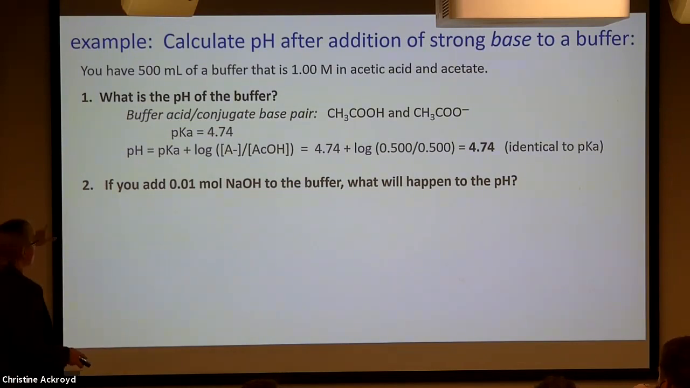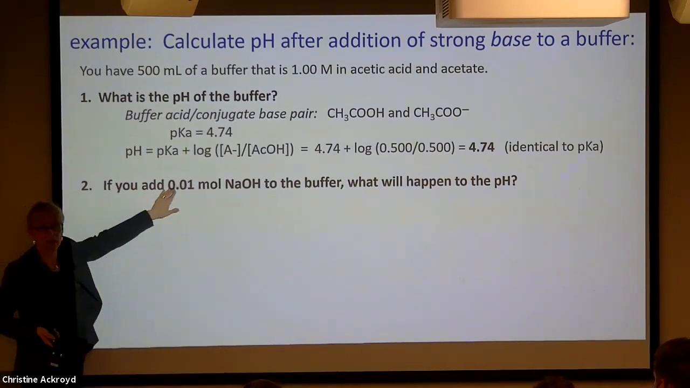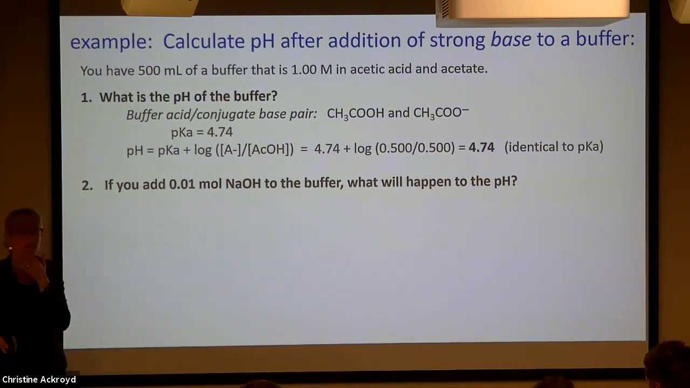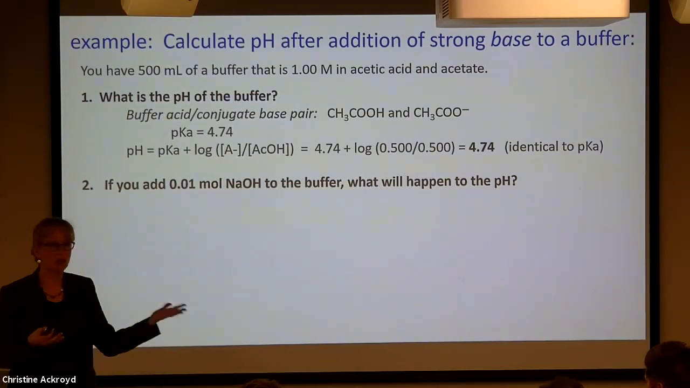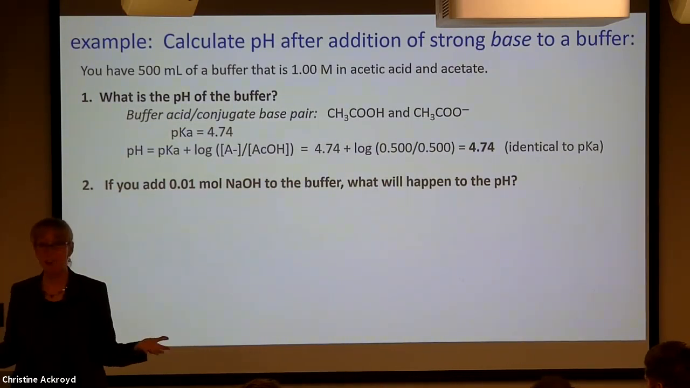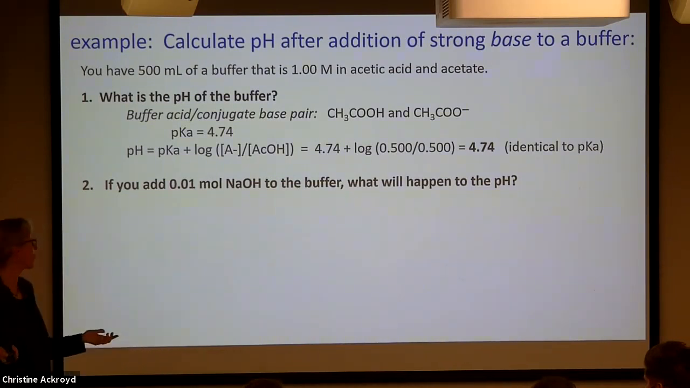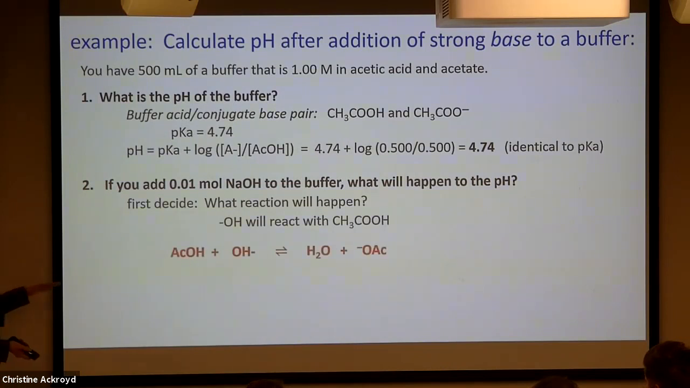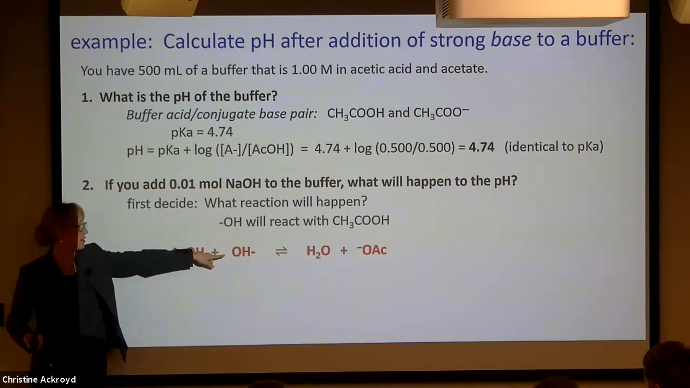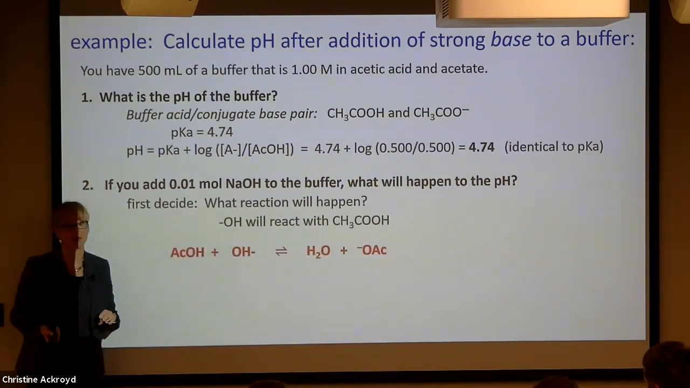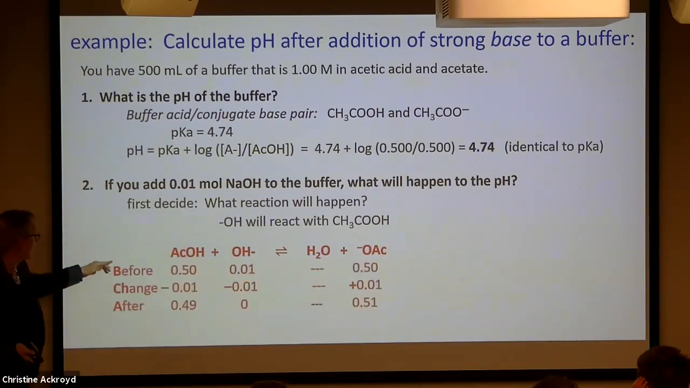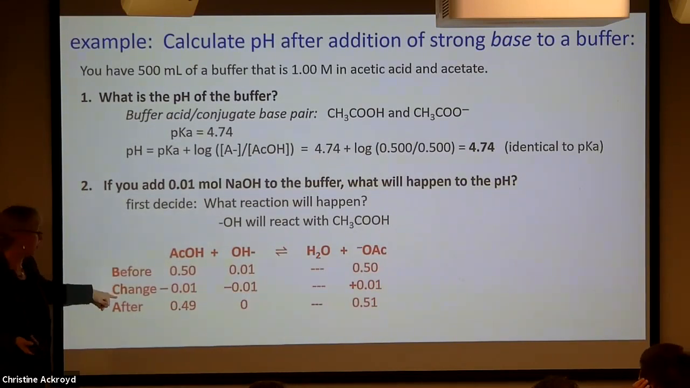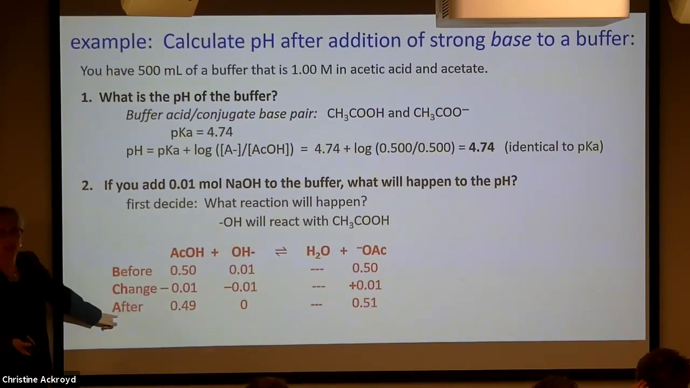Okay, so now we add 0.01 moles of sodium hydroxide. What is the sodium hydroxide going to do? Normally, sodium hydroxide would dissociate, right? But now we have a buffer acid present, so what's it going to do? React with the acid. So we write the reaction: acetic acid plus hydroxide goes to water plus acetate. Now set up your BCA table. The B stands for before the reaction, C the change in the reaction, and A after the reaction.